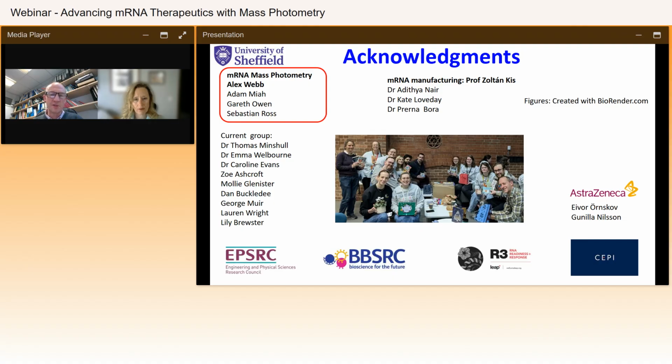I'm not sure if the question's alluding to also thinking about looking at mRNA LNPs and LNPs. Then again, there's opportunities to use mass photometry to do the analysis of the particles and mRNA LNPs as well, but it's not something we've studied.